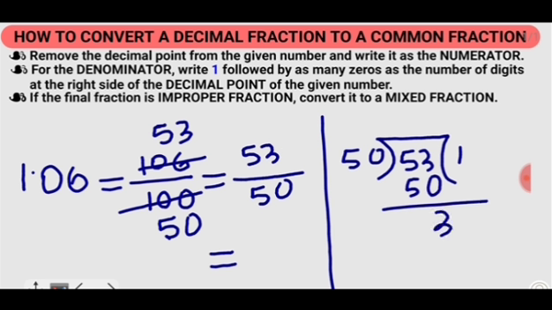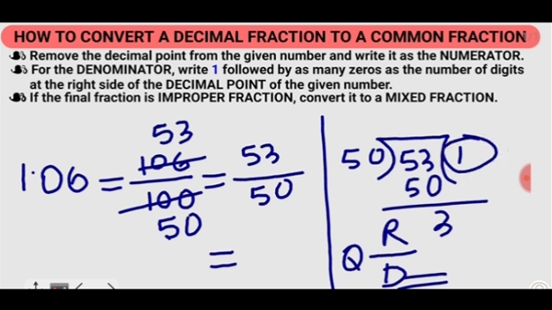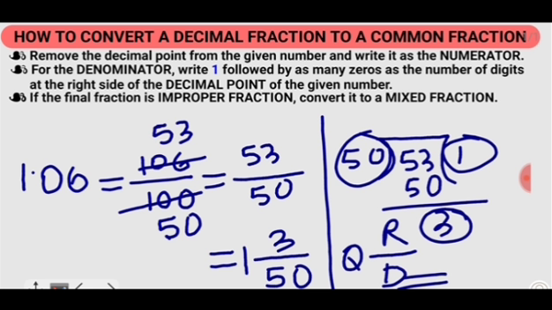3. So in which style will you write the mixed fraction? You need to write it in the form of quotient, draw a line, then here will be the remainder, and down below will be the divisor. What is our quotient? 1. So write 1, draw a line, then what is our remainder? 3. 3 by, what is the divisor? 50. So our 1.06 is converted into a fraction, correct?